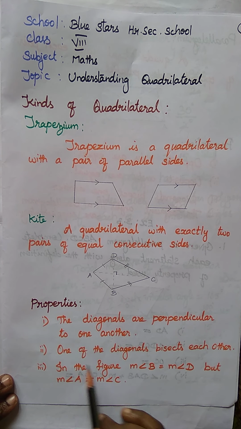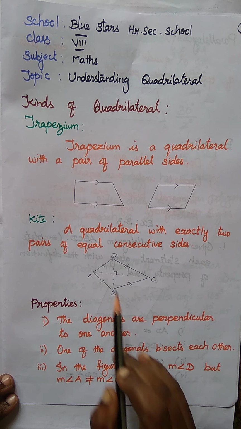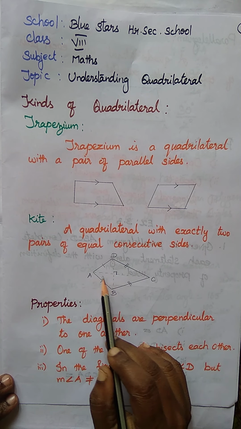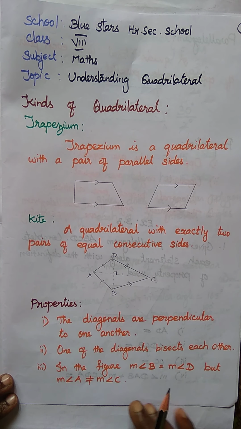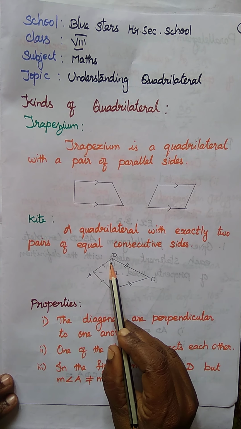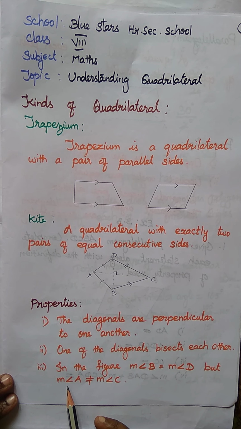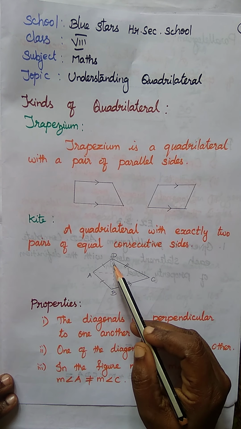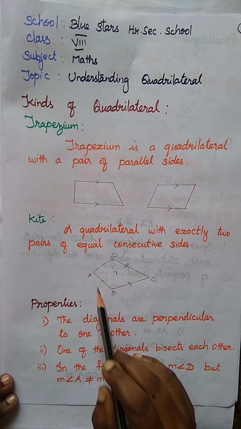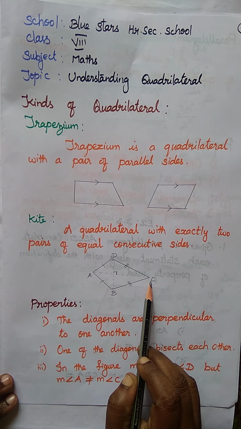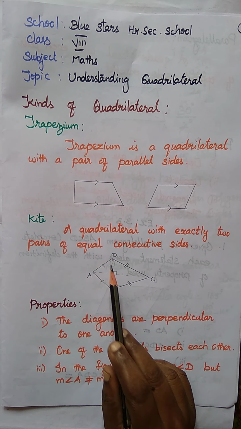Next, second point, one of the diagonals bisects the other. When it cuts into equal parts, that is called bisect. Next, in the figure, angle B is equal to angle D. Angle D and angle B are equal, but angle A is not equal to angle C. Angles D and B are equal, but A and C are not equal.